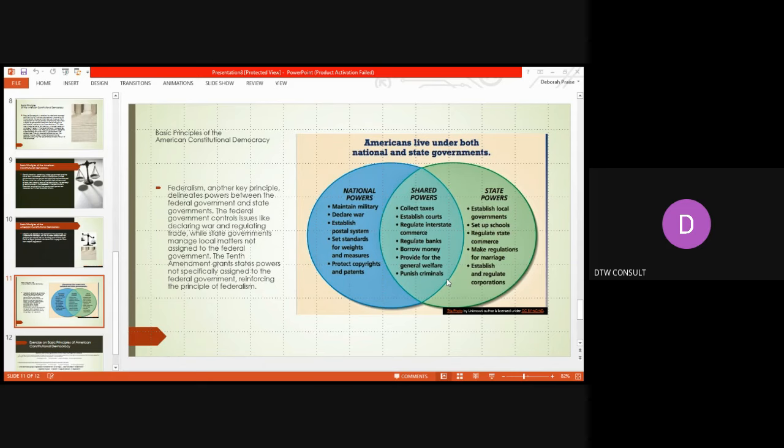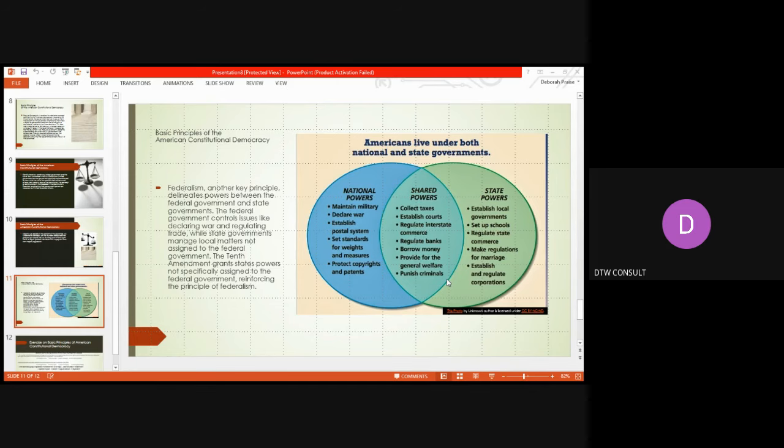All right. So now these are the two powers. You have the national power and we have the state powers. Okay. But there are some powers that they share. They are called shared powers. And this includes the collection of taxes. So taxes are collected at the national level and also collected at the state level. The established courts, you have the state established court and you have the national established court.